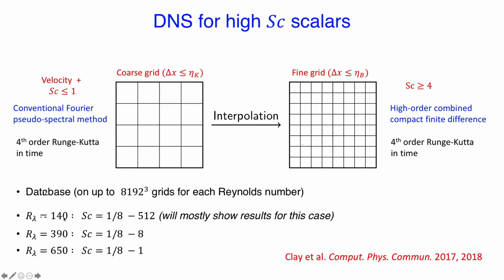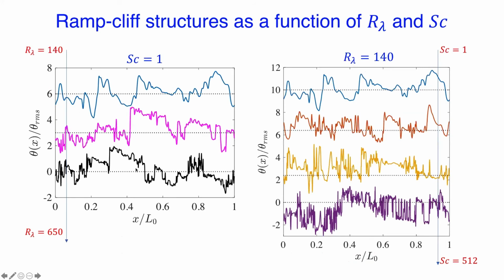And for each Reynolds number, we try to go up to as high a Schmidt number as possible, while ensuring that we are resolving the smallest scales completely and accurately. The largest range of Schmidt number that we could accomplish was for R lambda of 140, where the Schmidt number goes from 1/8 to 512. And this is what I will mostly use to discuss the results.